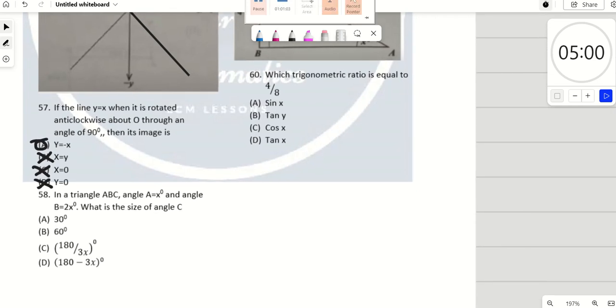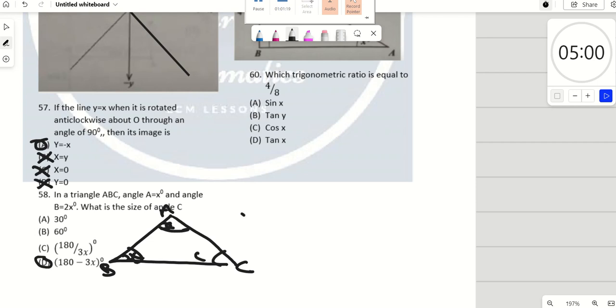Number 58. So for this question, we draw the triangle. We draw a triangle ABC, right? They say angle A, this is B, and this is C. A is x, B is 2x, and C is C. We don't know what C is equal to. So we say A plus B plus C is equal to 180. A triangle is 180 degrees. So that's x plus 2x plus C is 180.